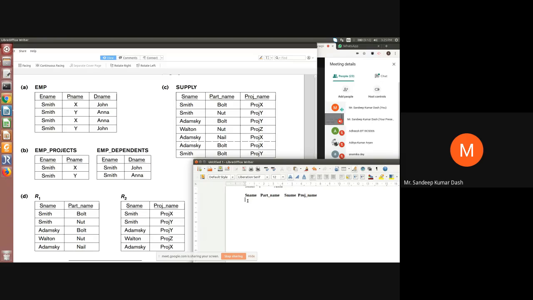That's why I am writing here the first combination is Smith bolt with Smith project X. This is the first combination. Fine. Then the second combination will be Smith bolt with Smith project Y.